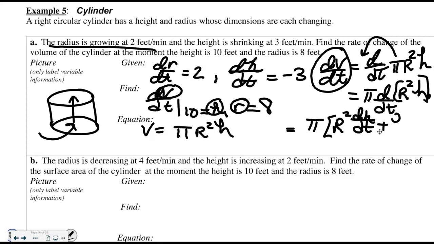Plus my second, which is h, and then you guys go ahead and write down what you think the derivative of r squared is with respect to time, and then just check it when I write it.